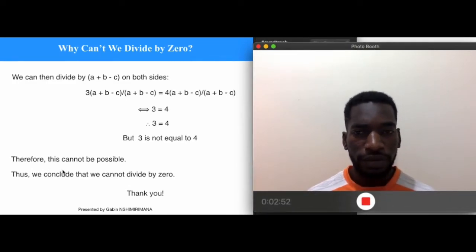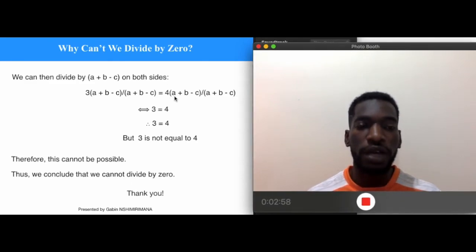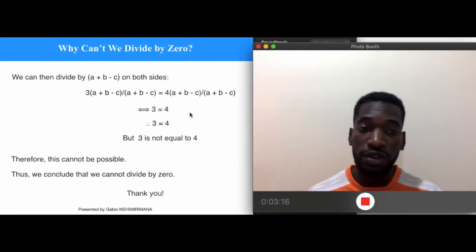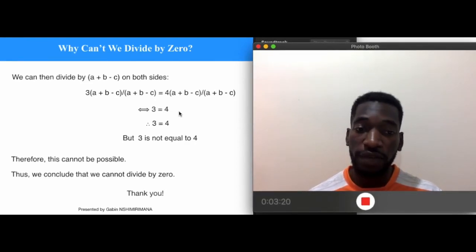And I want to clarify something. You saw here we multiply by 3 on both sides and we multiply by 4 on both sides. However, this can work with any integer except 0. Why? Because we are trying to prove that you cannot divide by 0, because once you do that, the consequence is you'll be proving that any integer would equal something larger than it, which is not possible. And for that reason, we conclude that we cannot divide by 0.